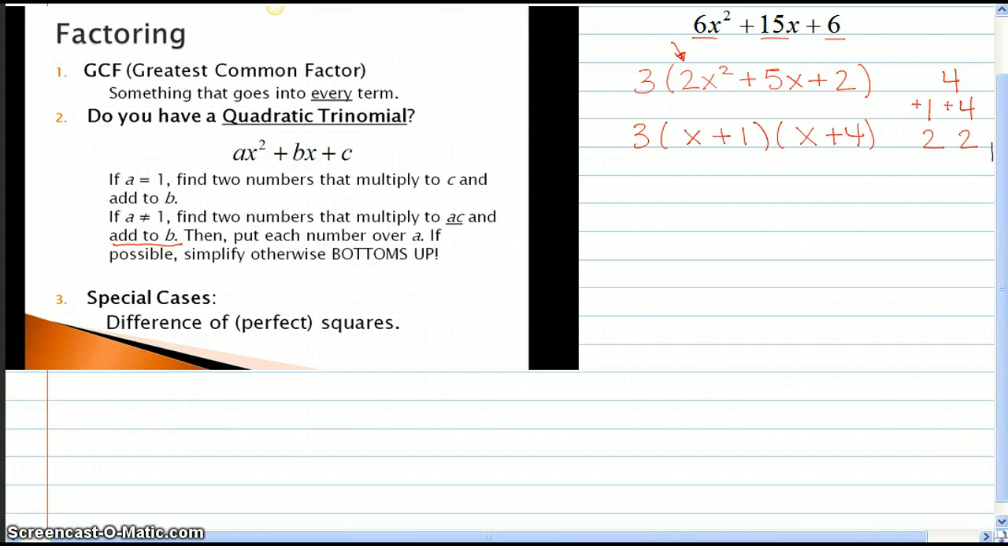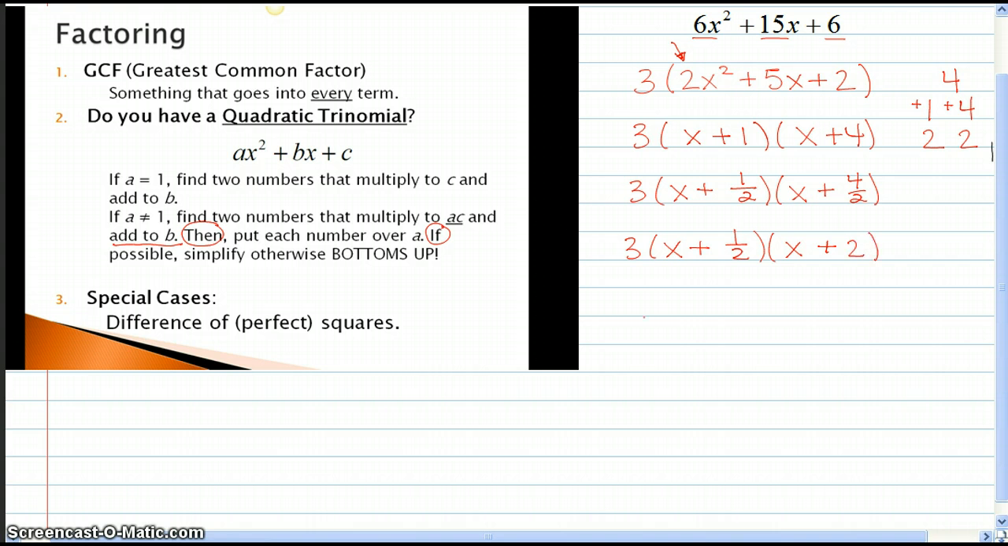Now clearly if I FOIL those out, I don't have a 2x, so that's why it says, then put each number over a. So I would go back through and have x plus 1 over 2, and x plus 4 over 2. So I did the then part. It says, if possible, simplify. For x plus 1/2, I cannot simplify 1/2 any further, but I can simplify 4 divided by 2 to just the number 2.